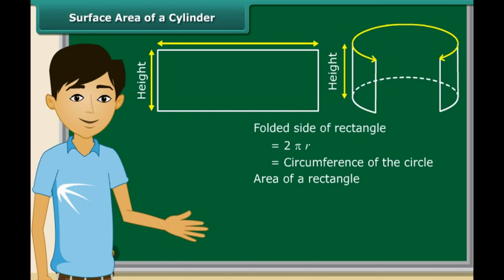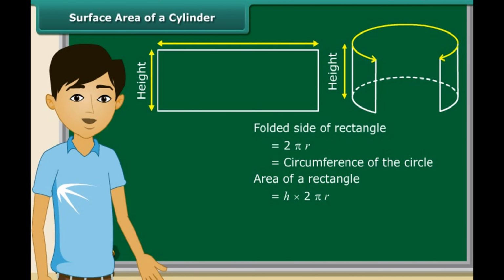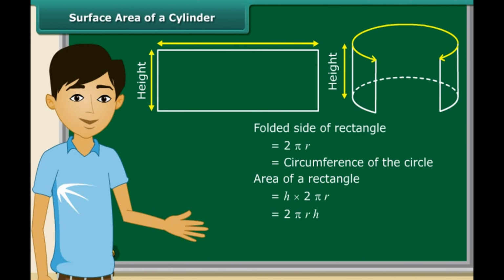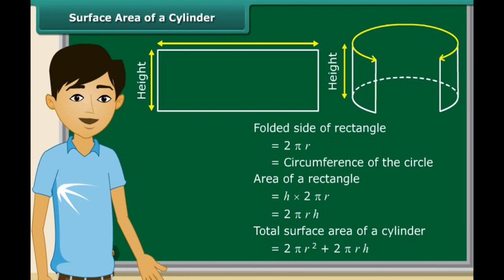To get the area of the rectangle, multiply h by 2 into pi into r, and that is equal to 2 into pi into r into h. Therefore, the total surface area of the cylinder is equal to 2 into pi into r square plus 2 into pi into r into h.